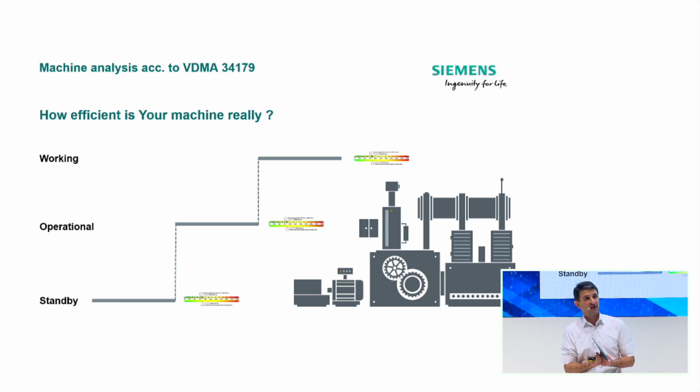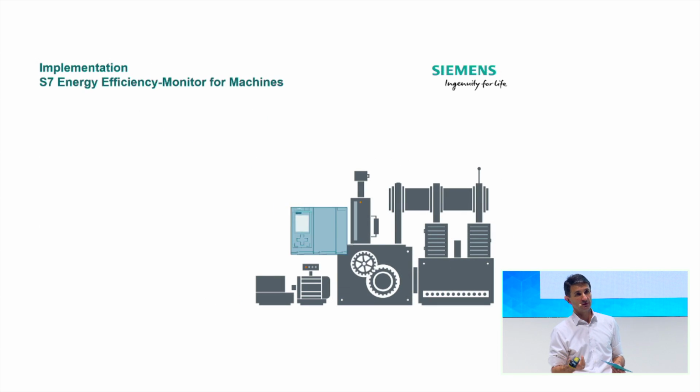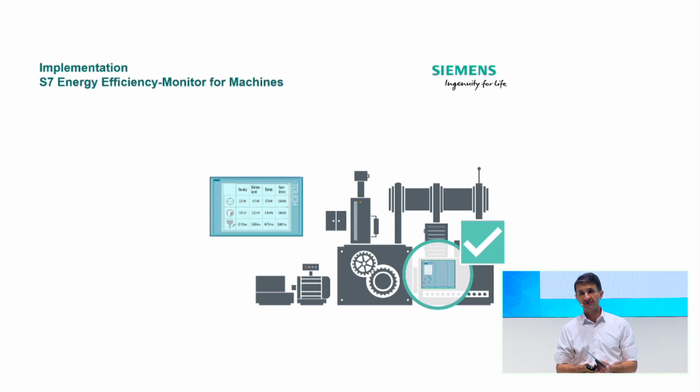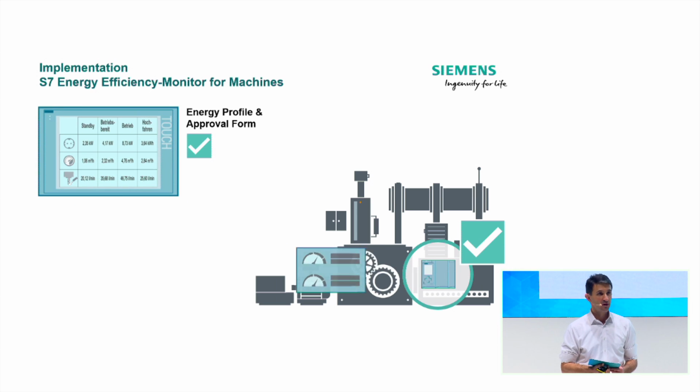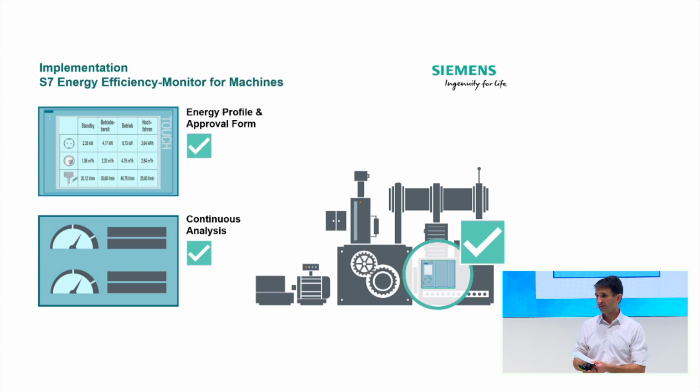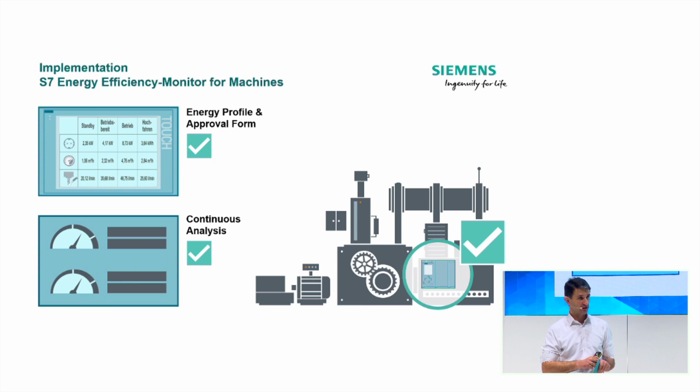Now, what we have done at Siemens is we are coming up at the end of this year with a new product called S7 Energy Efficiency Monitor. There, we have implemented the VDMA recommendation 34179 in our SIMATIC TIA portal portfolio in version 15, which is expected by the end of this year. Because there, you will have the opportunity to have this standardized way of comparing machines.